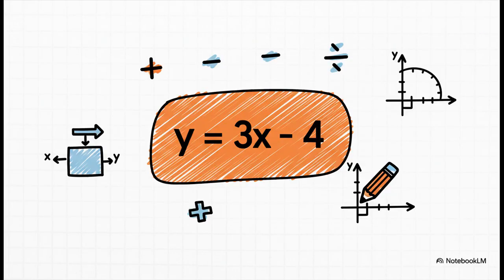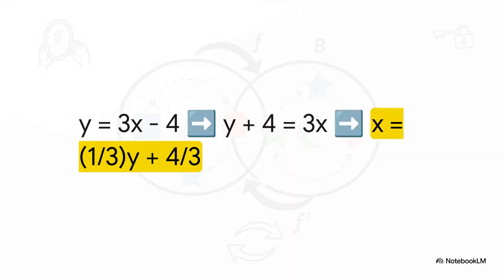Let's actually try this out. We'll use a nice, straightforward example. f(x) equals 3x minus 4. So the first thing we do is just rewrite it as y equals 3x minus 4. All right, step 1, solve for x.